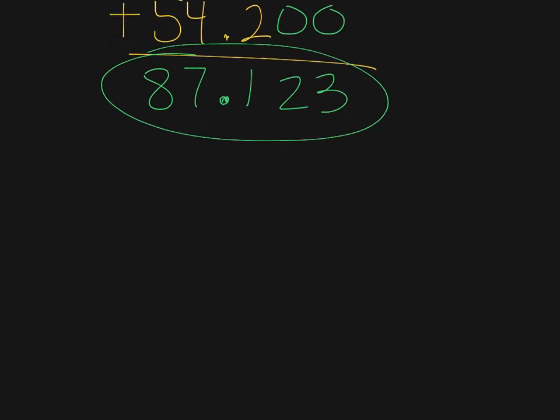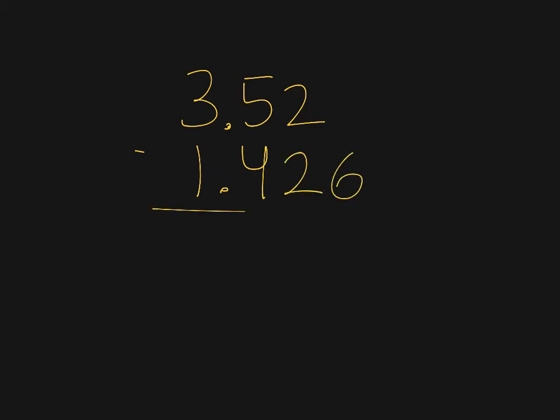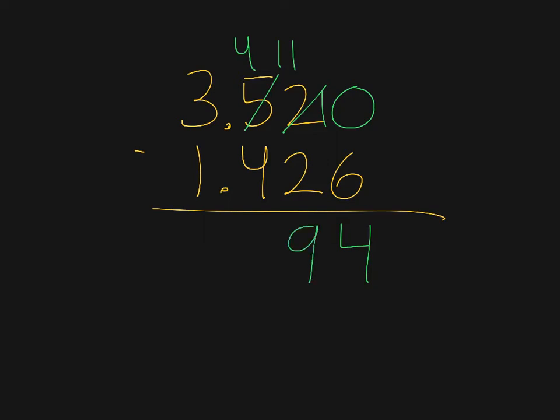For the next one, it says find the difference. It is 3.52 minus 1.426. Let's go and put a 0, and then let's go and borrow. That becomes a 10. 10 minus 6 will give us 4. We have to borrow again, so make this into 11. 11 minus 2 will give me 9.